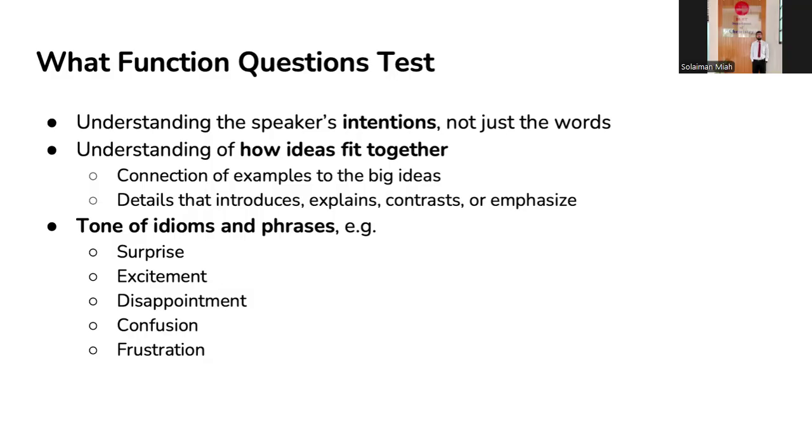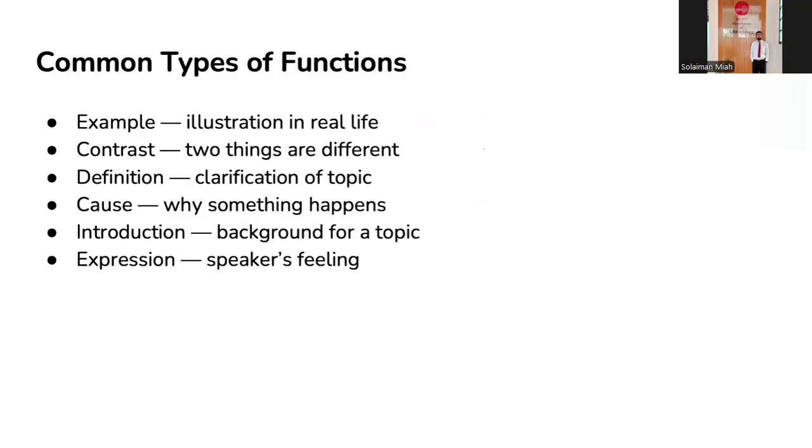To get any type of function question right, you need to hear and understand that context, not just the specific detail that the question asks about. There are several clear functions that appear again and again on the test. A speaker may use an example to show how a concept works in real life. They might use a contrast to highlight differences between two ideas. A sentence might serve as a definition or clarification, giving you a stronger understanding of the main topic. Sometimes the purpose is to explain a cause or to provide background information before introducing the main idea. And in many cases, the speaker uses a phrase to express a feeling, especially in daily life listening tasks.